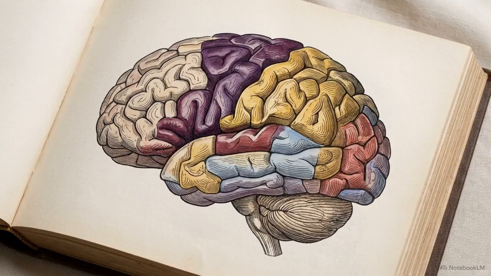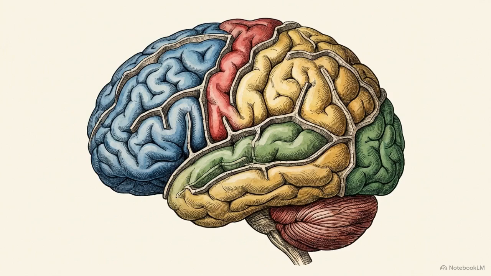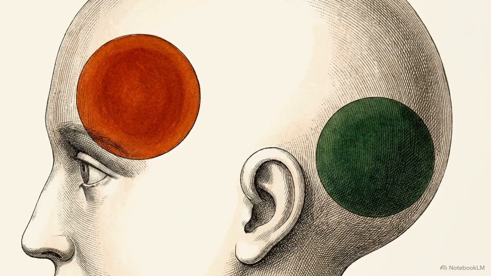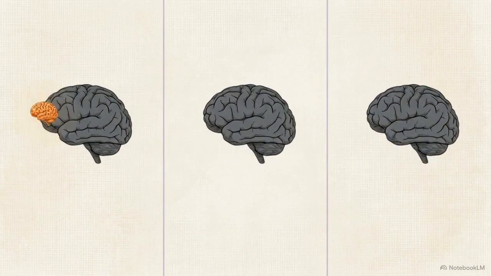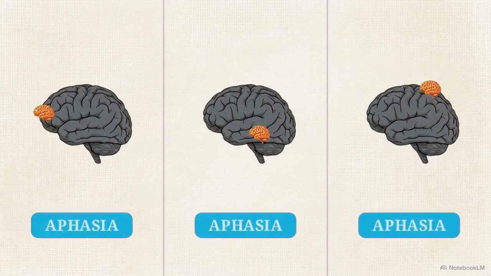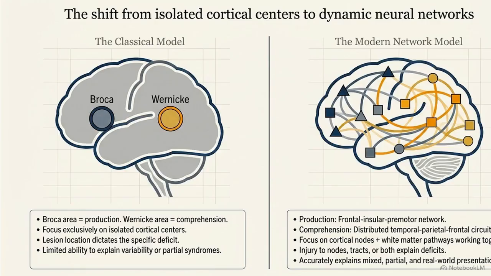For over a century, standard neuroscience relied on a rigid, binary map of the brain, dividing language into isolated cortical centers. Under this classical assumption, Broca's area handled speech production, and Wernicke's area handled speech comprehension. Applying this localized paradigm to real patients consistently fails. It cannot account for individuals who present with mixed symptoms, partial syndromes, or atypical aphasias that contradict the textbook lesion locations.